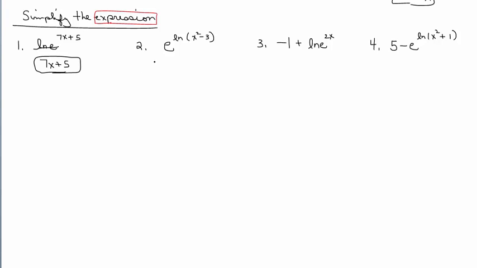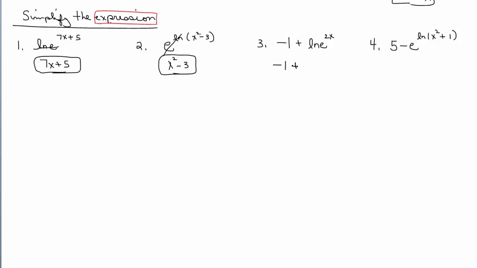All right, number 2. To simplify this expression, we just identified that the natural exponential followed immediately by the natural log are inverse functions and undo each other. The answer is x squared minus 3. I'm not solving equations, I'm simplifying expressions based on properties.